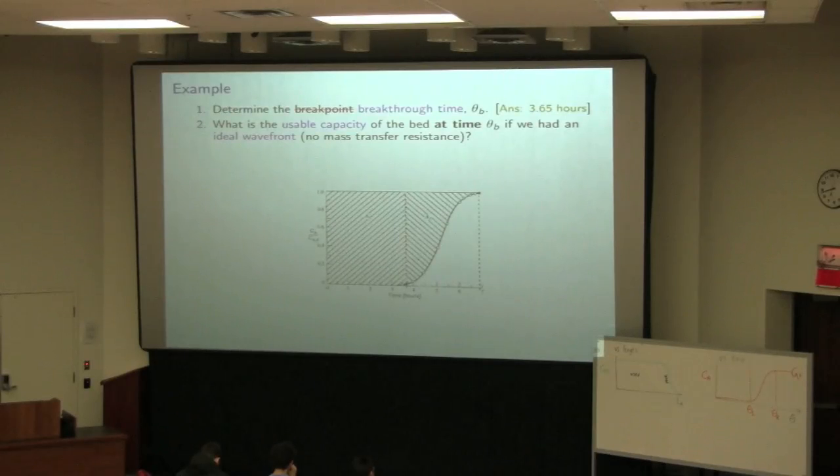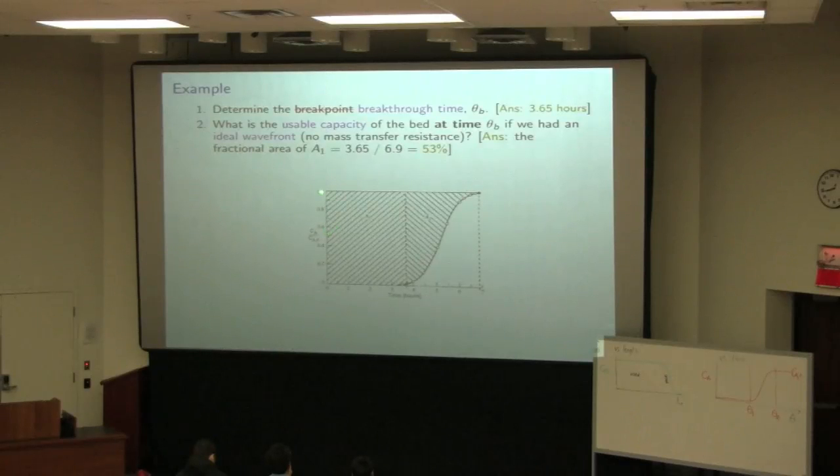So we have this concept idealistically of this ideal wavefront, which is perfectly vertical. So we're saying, what is the usable capacity of the bed if I had that sort of wavefront? Well, if at time theta B I stop my bed, and if I really did have a perfect wavefront, I've essentially stopped my bed so that there's a lot of unused capacity. Essentially, this usable capacity is that area A1, a fraction of the total area.